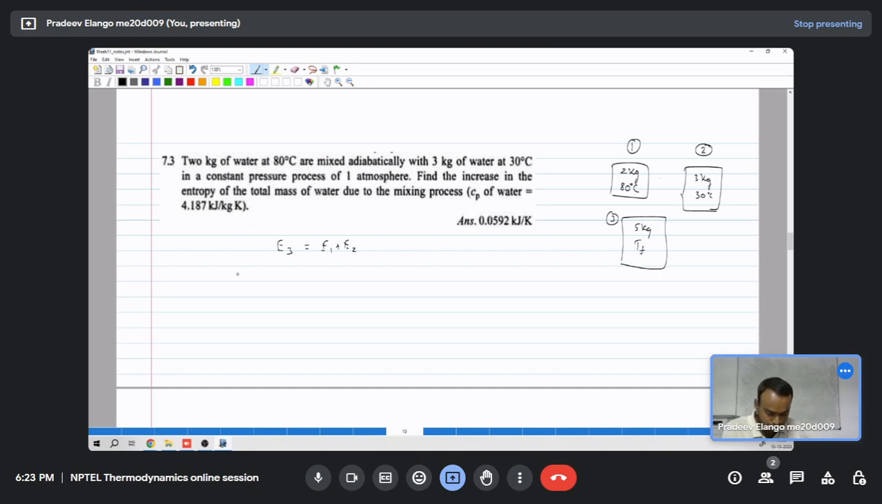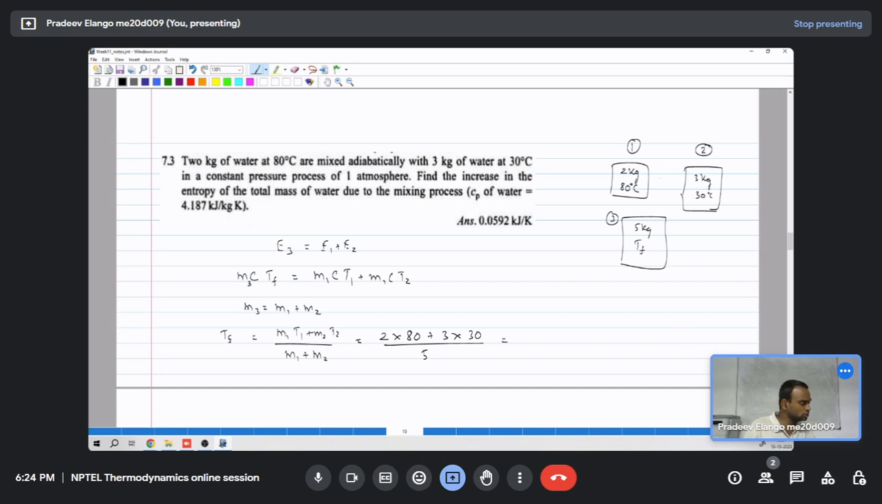That is m3 c Tf equals m1 c T1 plus m2 c T2. Here m3 is equal to m1 plus m2, and c can be cancelled, and we will have Tf equal to m1 T1 plus m2 T2 divided by m3, or m1 plus m2. So this is 2 into 80 degrees Celsius plus 3 into 30 degrees Celsius, divided by 2 plus 3, that is 5. So you can find the final temperature. That will be 50 degrees Celsius. So this is the final temperature.